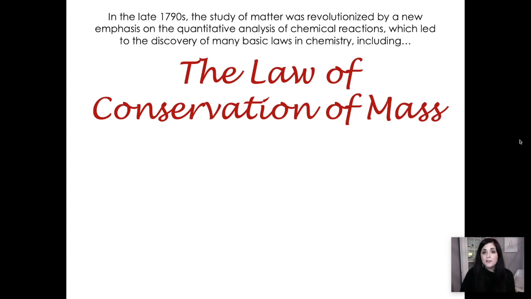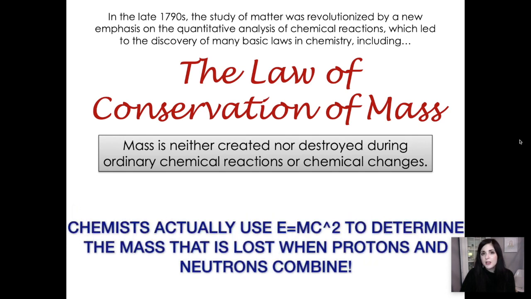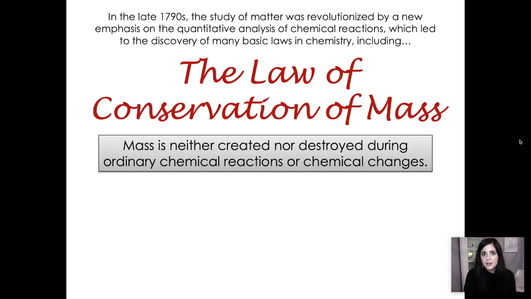The law of conservation of mass says that mass is neither created nor destroyed during ordinary chemical reactions or chemical changes. So you can't lose mass and you can't gain mass in a regular chemical reaction. Now, the reason why I say ordinary or regular is that in nuclear reactions, you tend to have loss of mass when particles come together. Most of the chemical reactions that any chemist would encounter, mass will always be conserved, which means the mass that goes in is equal to the mass that comes out.